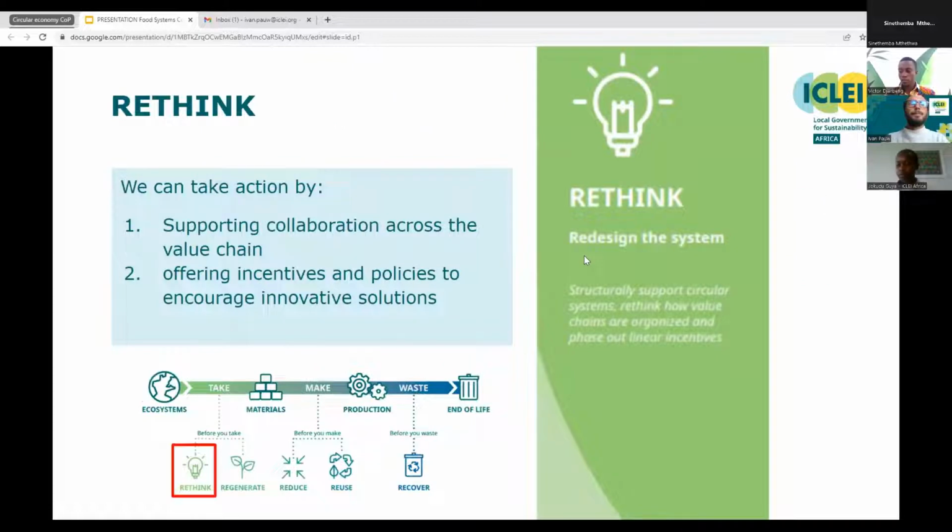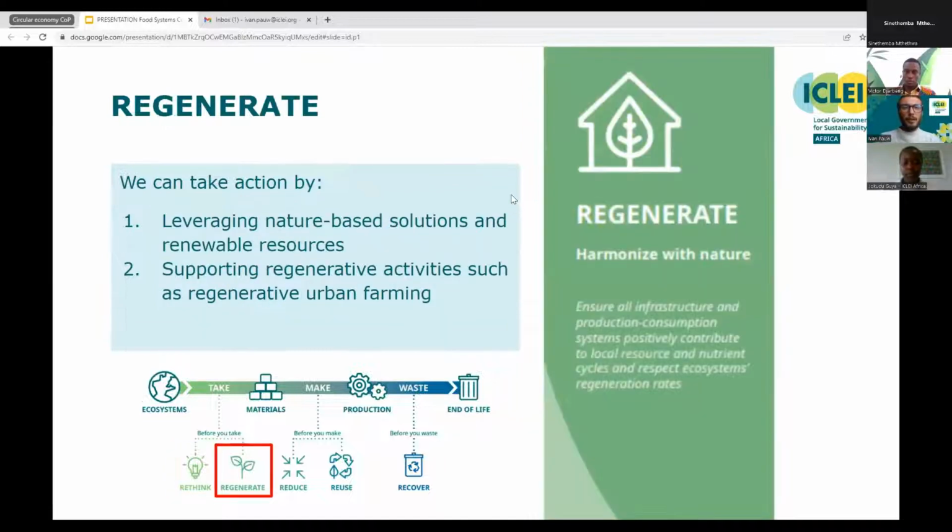The first being rethink, which is very much about redesigning the system to really be conducive to innovation and open to developing new ways of doing things. This can be achieved through supporting collaboration across the value chain and the variety of actors that are involved in the value chain, and then also offering incentives and policies to encourage innovative solutions.